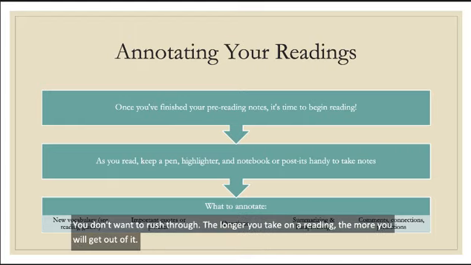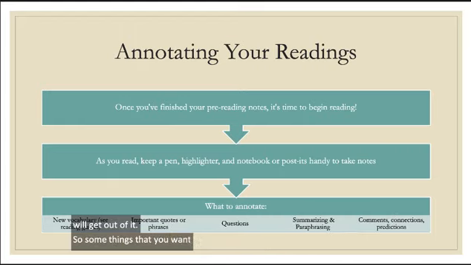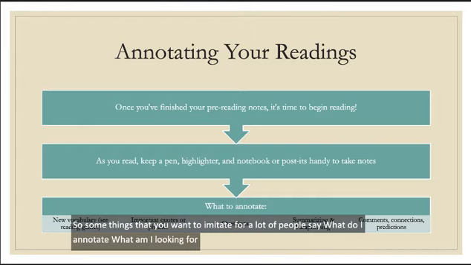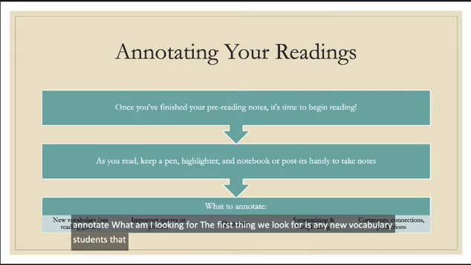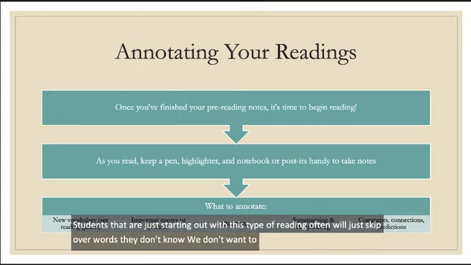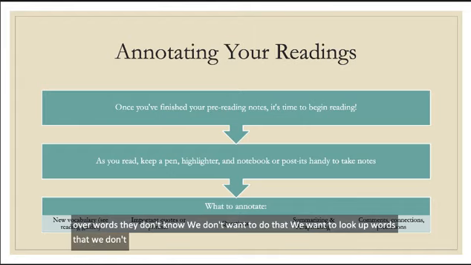So some things that you want to annotate for, a lot of people say, well, what do I annotate? What am I looking for? The first thing I look for is any new vocabulary. Students that are just starting out with this type of reading often will just skip over words they don't know. We don't want to do that. We want to look up words that we don't know. And you can either write down those definitions in the margins or on Post-its or in a notebook.